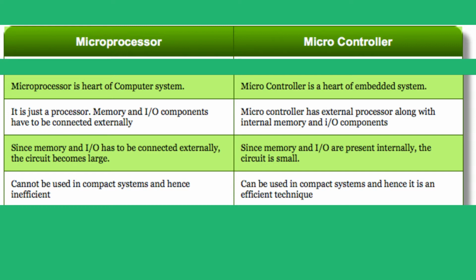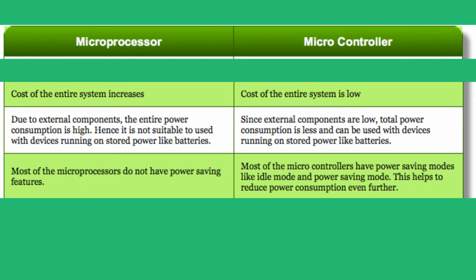Now we will talk about the difference of cost between them. The cost of the entire system increases in case of a microprocessor, whereas the cost of the entire system decreases, or it is basically low, when we talk about a microcontroller.